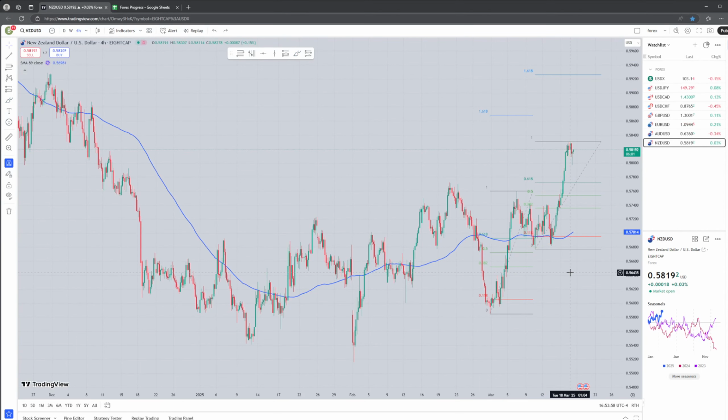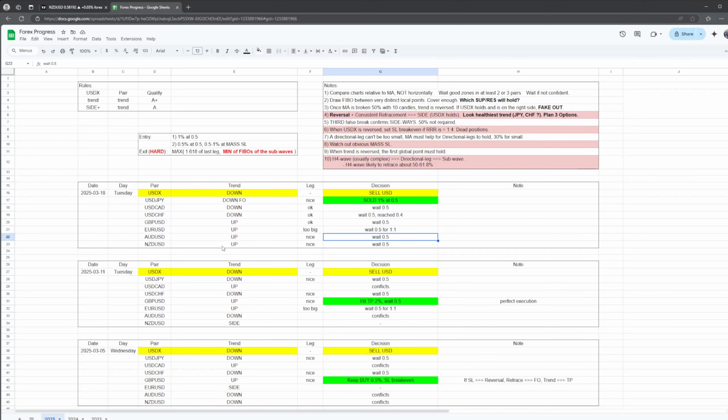So let's write it down. New Zealand dollar USD trend is up, leg size is nice. Our decision is to wait for the 50% retracements. Okay, so what do we see overall? So USD index trend is clearly down. As of today, USD is getting weak, and most of the pairs are not in a good zone, so it's better to wait, except the USD Japan yen.